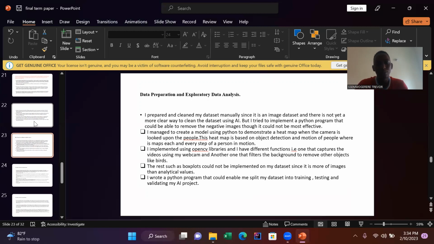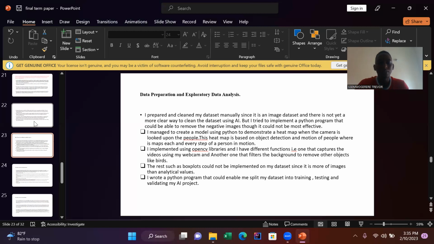When we look at data preparation and exploratory data analysis, I prepared and cleaned my dataset manually, since it is an image dataset and there is not yet a clearer way using Python. The one I researched was just removing negative images, of which I didn't have any. Then I managed to create a model using Python to demonstrate a heat map, as I told you before, that can remove birds. This heat map is based on object detection and motion of people.